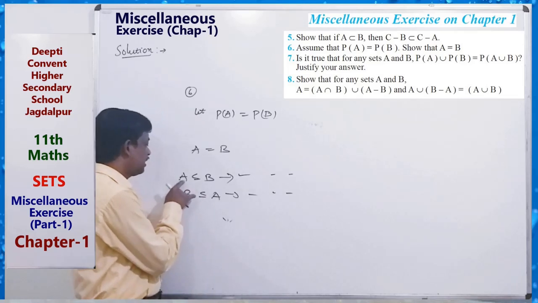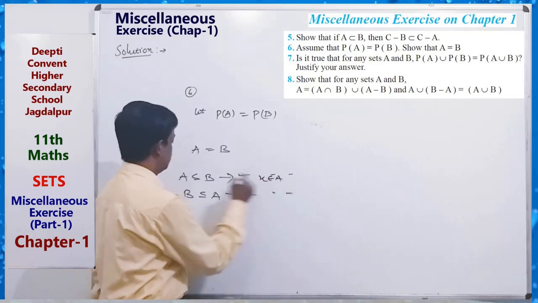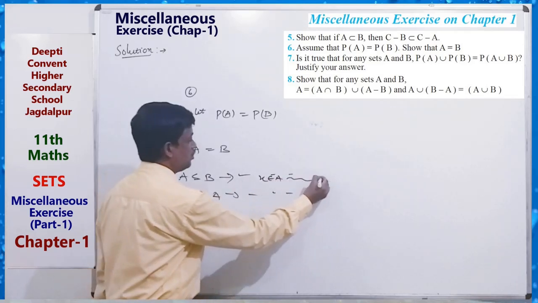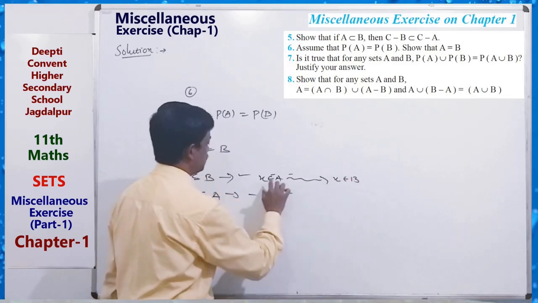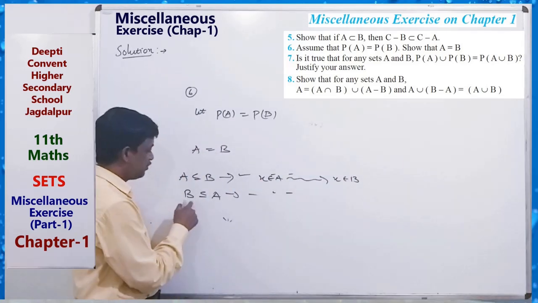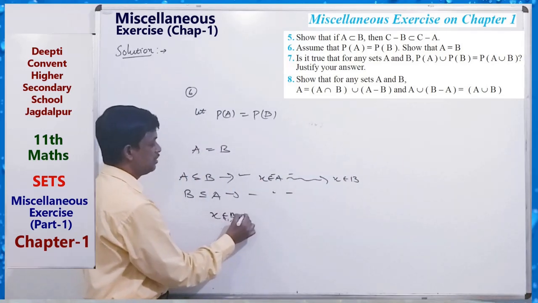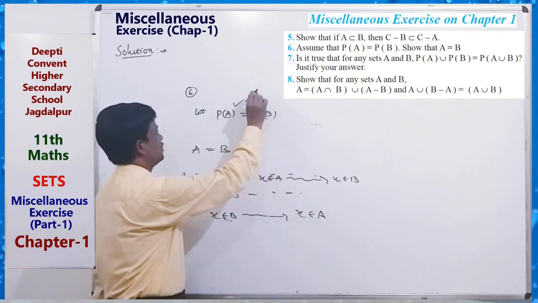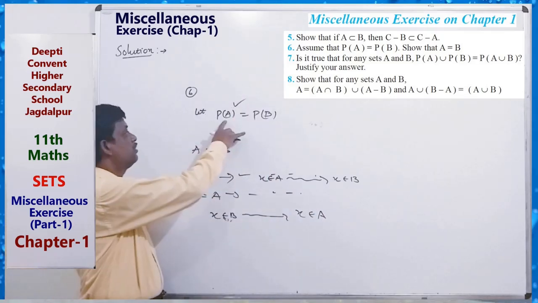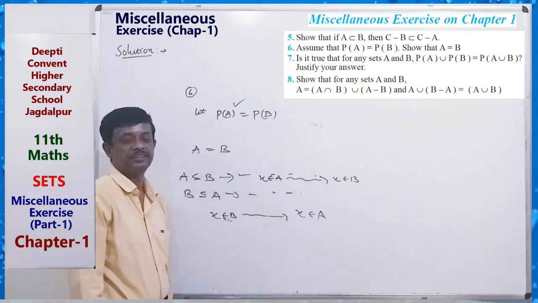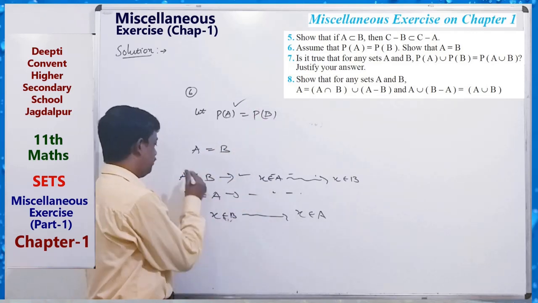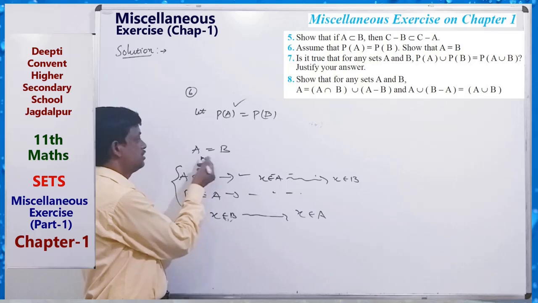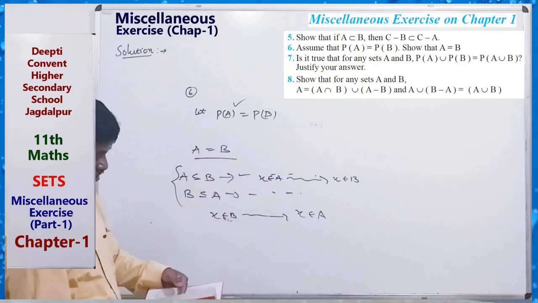For this, take x belongs to A and then show that x belongs to B. So A subset B. Similarly here, let x belong to B and then show x belongs to A. In between, use this relation, that the power set of A is equal to the power set of B. Clear? If we can show these two, then we can say A equals B. This is question 6.